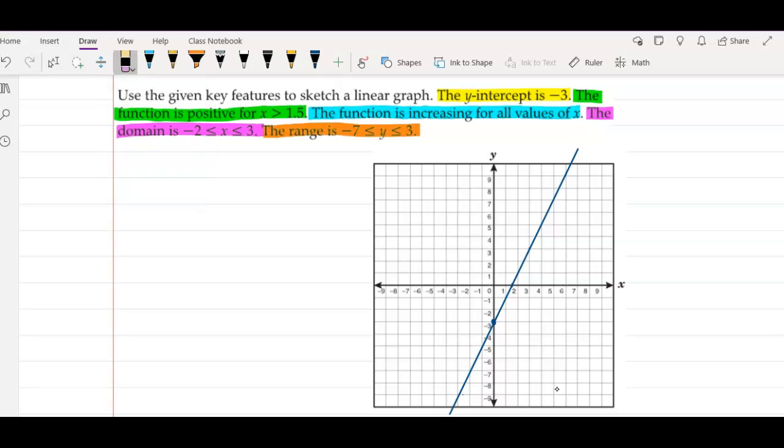Next, I need to take a look at the fact that the domain is between -2 and 3. So I'm going to grab my eraser. X equals -2 is right here. That means I need to chop some of this off. There we go. And x equals 3 is right here, so I need to shorten this a little bit. This means that my domain goes from -2 to 3. And then finally it says the range is from -7 to -3, which it is. So I've successfully come up with a picture based on these 5 clues.